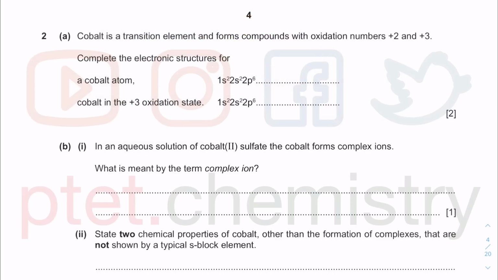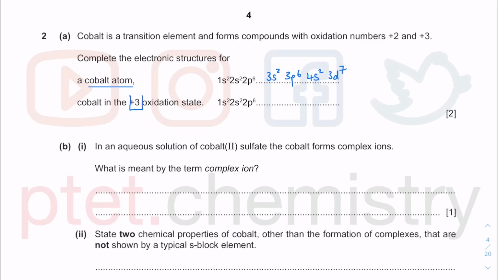In this second question, we have cobalt chemistry. Complete the electronic structure for a cobalt atom. So we know that there's 1s2, 2s2, 2p6, 3s2, 3p6, 4s2, 3d7. So it's the seventh element in the d block.